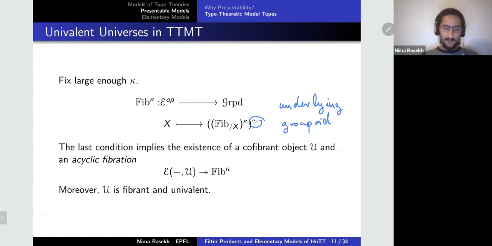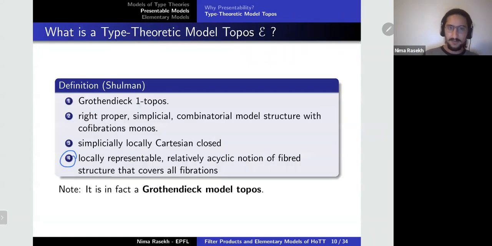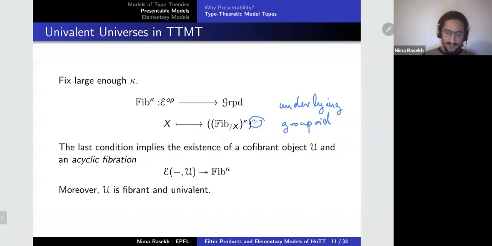Then he defines this notion of a universe, which is a map, an acyclic fibration over this Fib functor. He proves that this mysterious fourth condition implies the existence of such a universe. He also proves that this universe, if it exists, is automatically fibrant and univalent. So nice, this is what we want. This universe is the implementation of the strict univalent universe from type theory inside this category. It has all the properties you want.